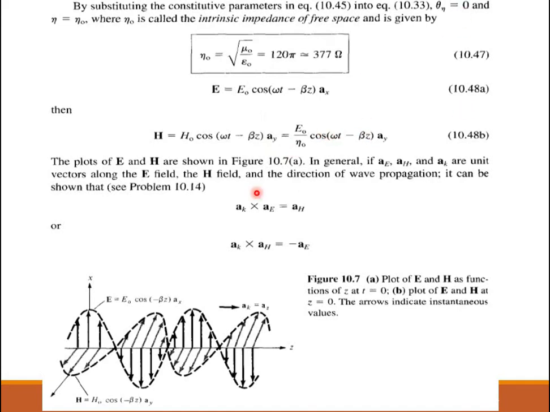Now, the plot is shown here. This is the y direction, this is taken as the x direction, and your wave is propagating in the z direction. E is varying along positive and negative x, and H is varying along positive and negative y. The arrows indicate the instantaneous values. And we already know that you take the cross product, it will give you the third direction.